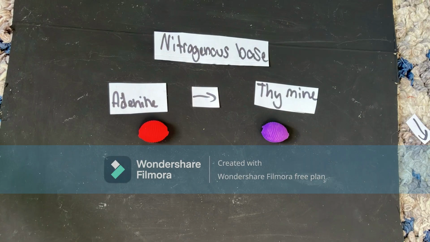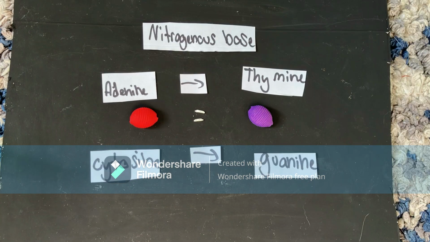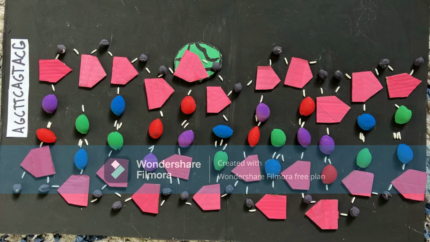How do they bind together? Thymine bonds with adenine with 2 hydrogen bonds, and guanine binds with cytosine with 3 hydrogen bonds. Now let's take a look at replication. Here we have a DNA molecule with 12 sets of nucleotides.